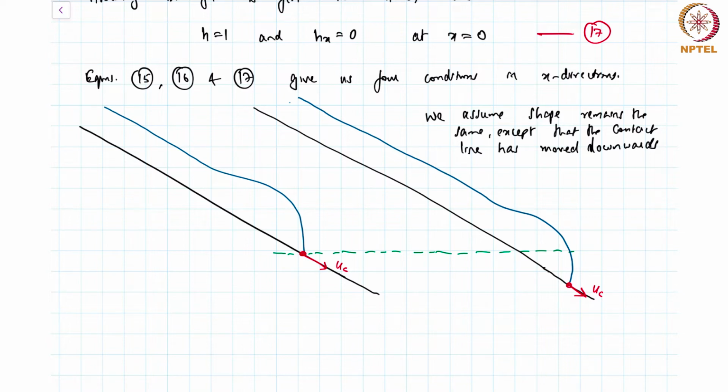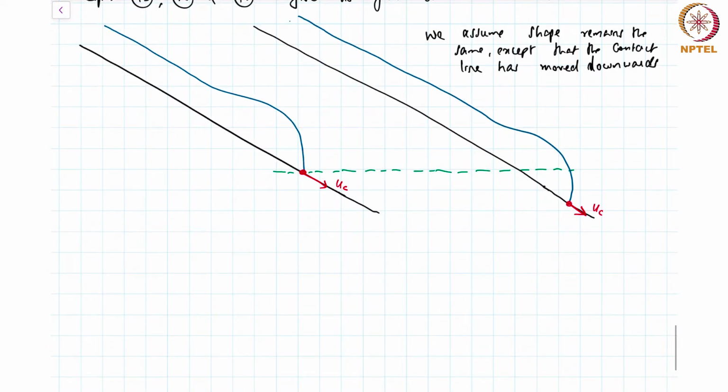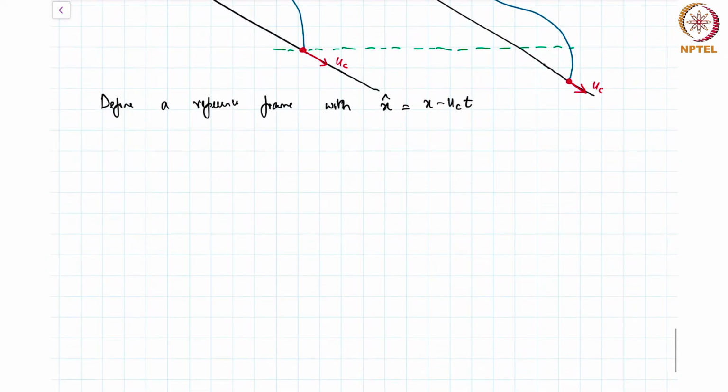Yes, absolutely yes. All we have to do is define a reference frame with a new variable. Let's call it x hat, and this x hat is nothing but x minus uc times t. If we do this, all we will see is that the problem has essentially become as follows.